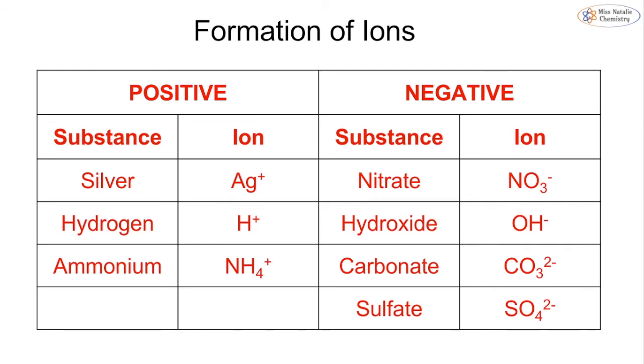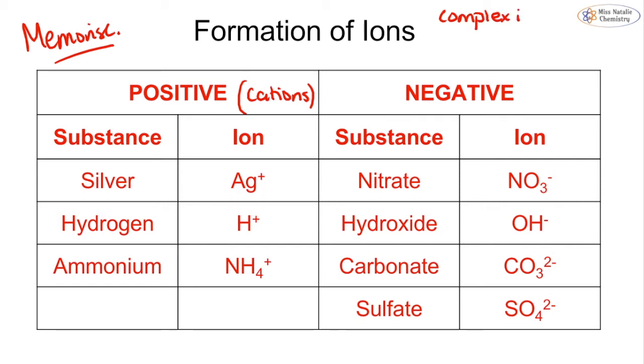And these again are the key ones that you have to know, and I would strongly suggest that you memorize them. So we have our positive substances, or our cations, and we have silver, positive, hydrogen, positive, and ammonium, which is a complex ion, which is NH4, is also 1 positive. So a complex ion is 1 or more elements. So rather than just looking at one individual element as an atom, a complex ion has a group of elements.